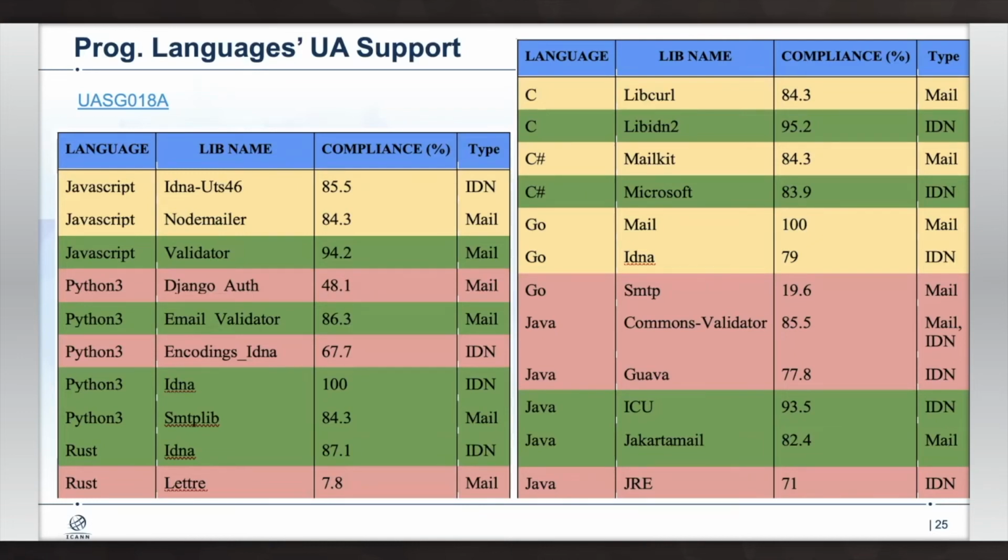So we've actually been publishing data. There's a study on programming languages. The summary is here, which shows which particular libraries you should be using in case you are programming for supporting UA correctly, and which libraries may actually not work well to support such domain names and email addresses. So when you're programming for websites, for example, please make sure you're using the correct libraries.